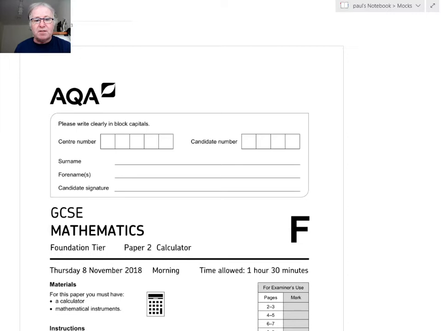GCSE Maths Foundation Tier Paper 2 from 2018 November from AQA. Calculator paper. Let's go through it.